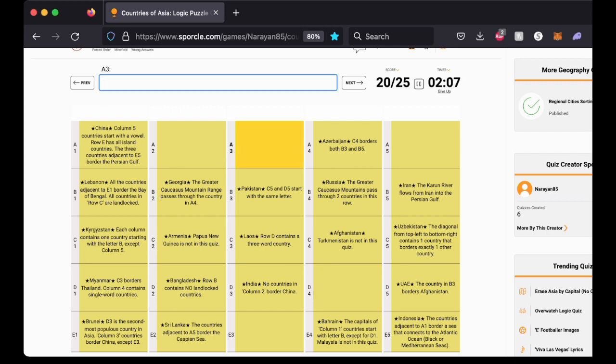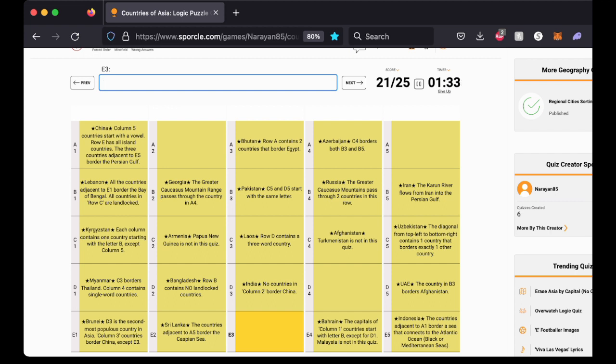What about this? A3, wait, let me think about this. Countries in column 3 border China. We haven't had a B country yet. Bhutan borders China and begins with B, and no other island begins with a B in Asia. So I'm going to say Bhutan for A3.